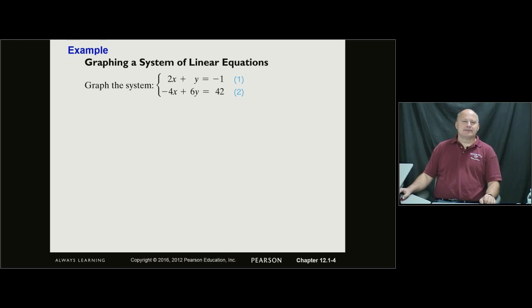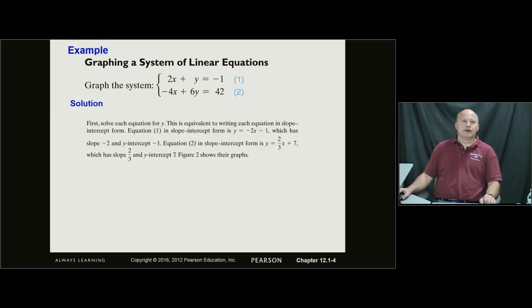Okay, so let's look at an example. We're going to graph a system of linear equations. We're going to graph 2x plus y equals -1, and we're going to graph -4x plus 6y equals 42. So what we're going to do first is solve each equation for y, and put them in slope-intercept form. So this is equivalent to writing the equation in slope-intercept form.